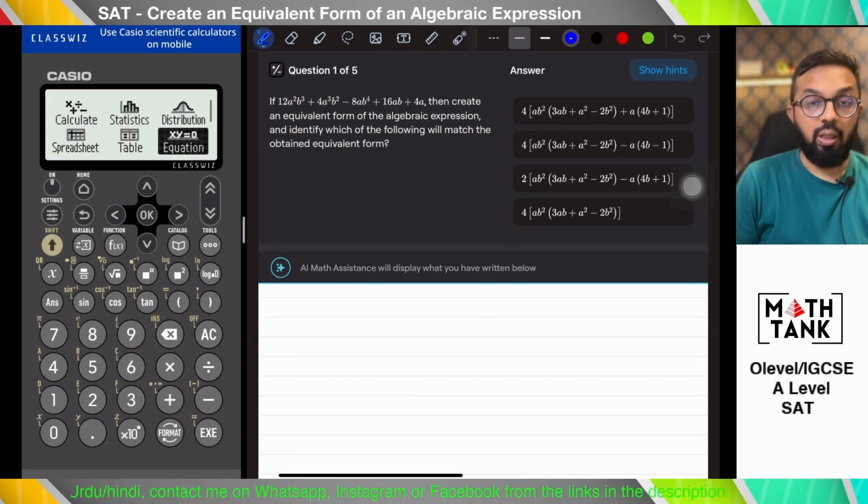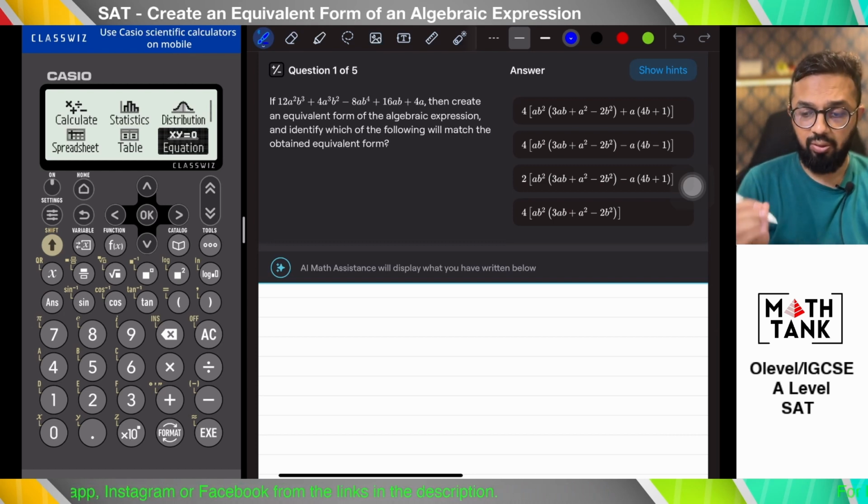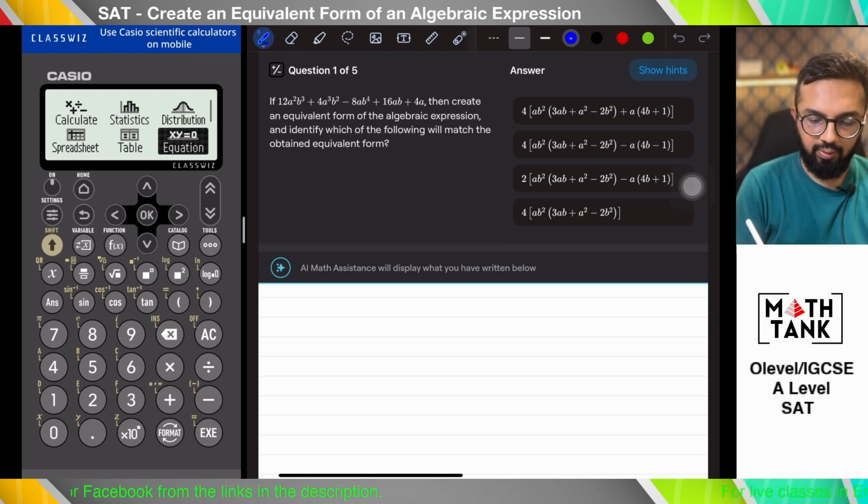Hello and welcome to another recording. This is again create an equivalent form of an algebraic expression, and these are medium level questions. Let's look at the first one.